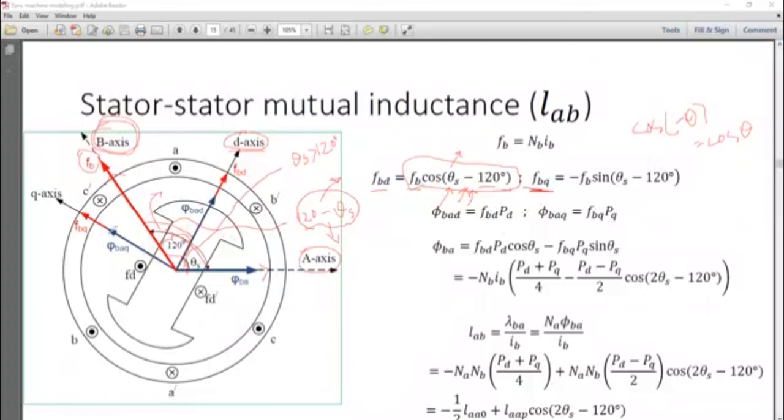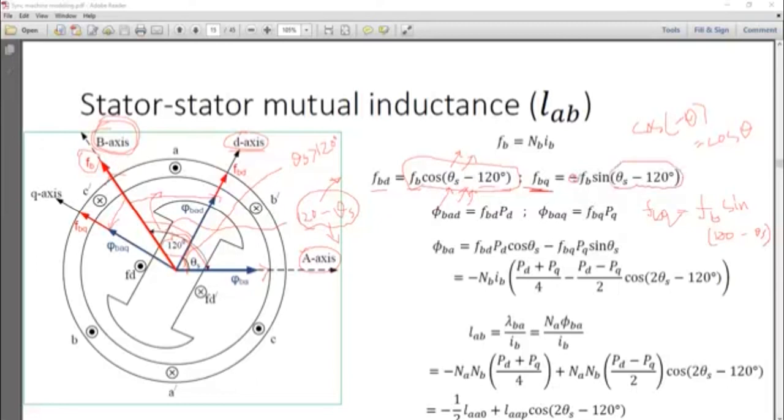FBQ would be simply, so this is FB and this would be your FBQ. If the cosine component is this, then this should be the sine component. So FBQ would be simply FB sine of the angle. The angle is 120 minus theta S, right? But we are interested in the angle theta S minus 120. That's why you see there's a minus sign, because we have taken the reverse angle.